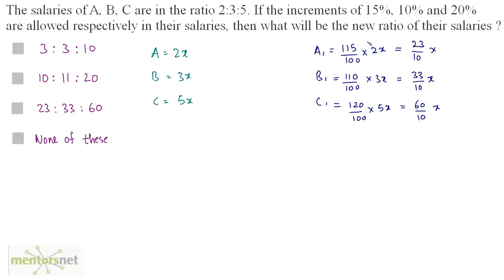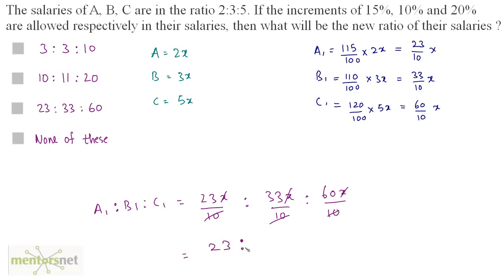Now we have to calculate the ratio of new salaries. So A1 is to B1 is to C1 is equal to 23x by 10 is to 33x by 10 is to 60x by 10. Well, this x always gets cancelled out, and if I multiply all of the three terms by 10, these 10s will also get cancelled out, and essentially the ratio will not change. So we have 23 is to 33 is to 60 as the ratio of their new salaries. So option C is the correct answer.